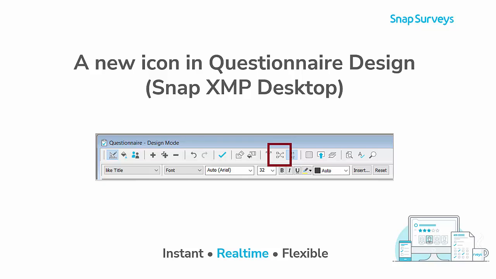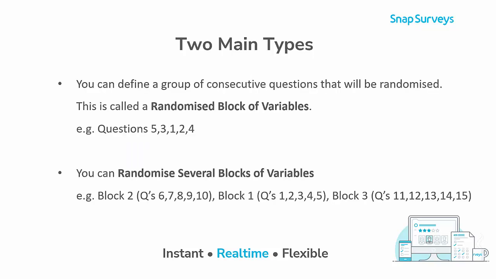The good news is that it's now fully integrated into Snap XMP and we've made some changes to the way that it's set up and works. Hopefully you'll agree that these make it a feature that you're going to want to use. There are several different types of randomisation that you can deploy.